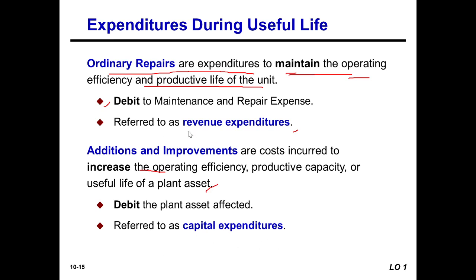This is related to revenue expenditures. And this is related to capital expenditure. Ordinary repairs are related to revenue expenditures, and additions and improvements are related to capital expenditure. I think everybody is clear.